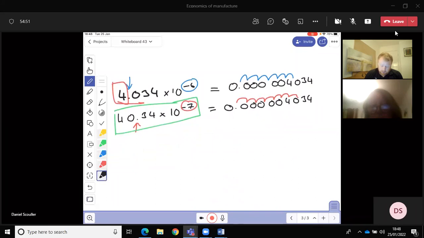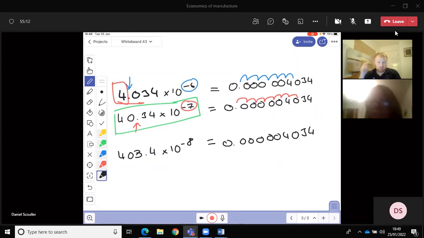Okay, or we could write it out as 403. Again, it's the exact same number. Okay, we've just moved that decimal point one more. So in this case, we'd stop counting after the 3. 1, 2, 3, 4, 5, 6.